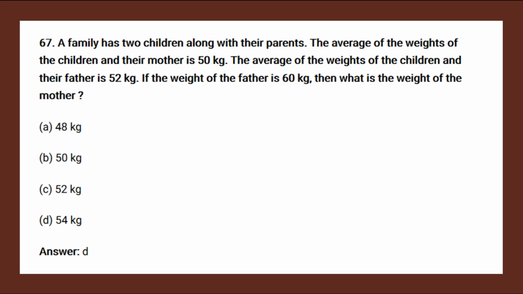Next question 67. A family has 2 children along with their parents. The average of the weights of the children and their mother is 50 kg. The average of the weights of the children and their father is 52 kg. If the weight of the father is 60 kg, then what is the weight of the mother? Option A 48 kg, B 50 kg, C 52 kg, D 54 kg. And the answer is option D, 54 kg.